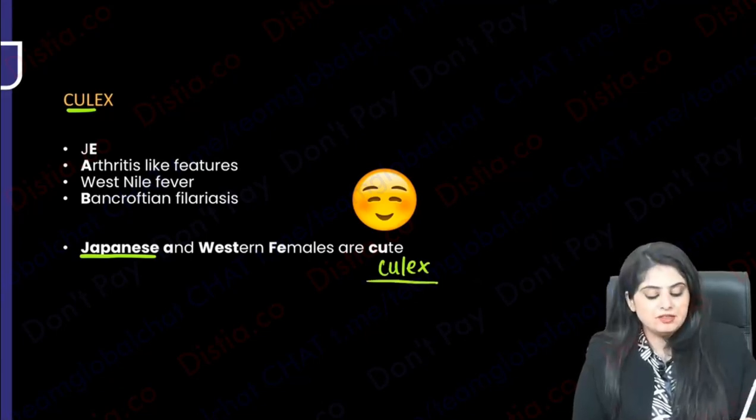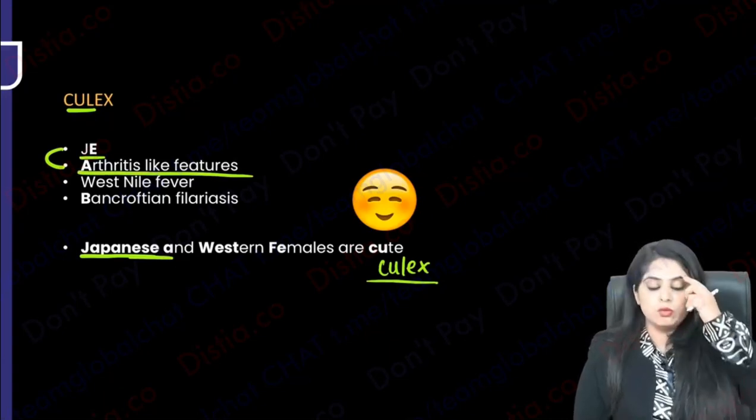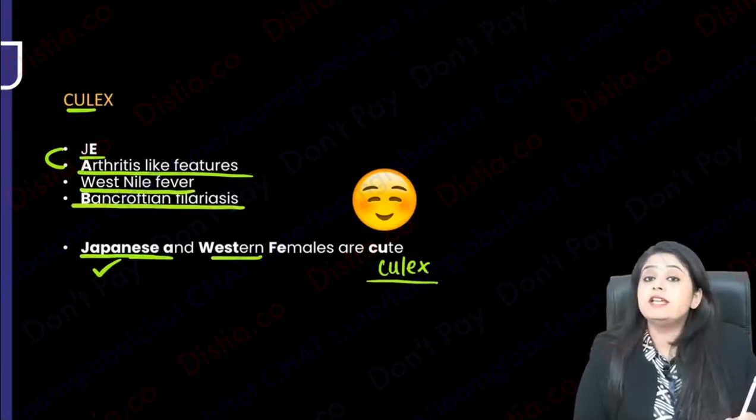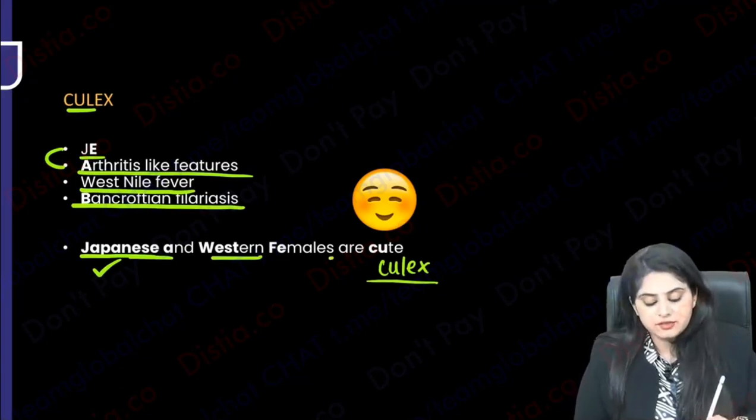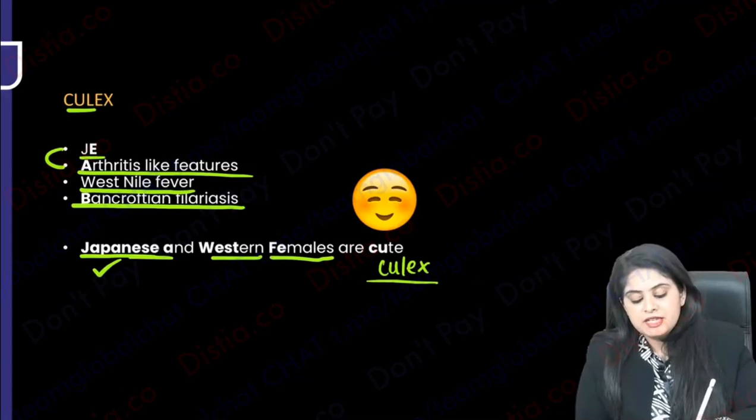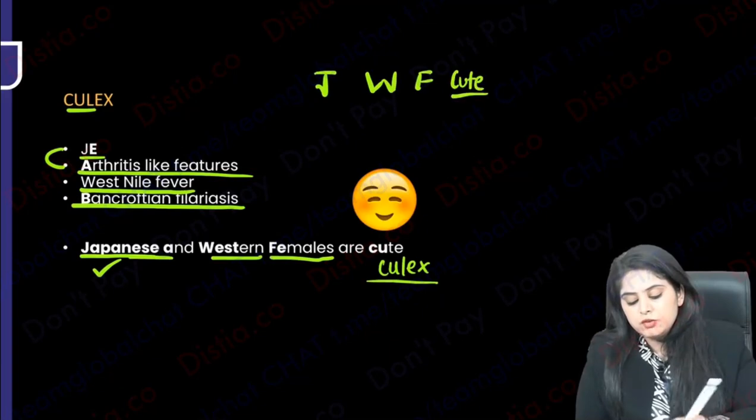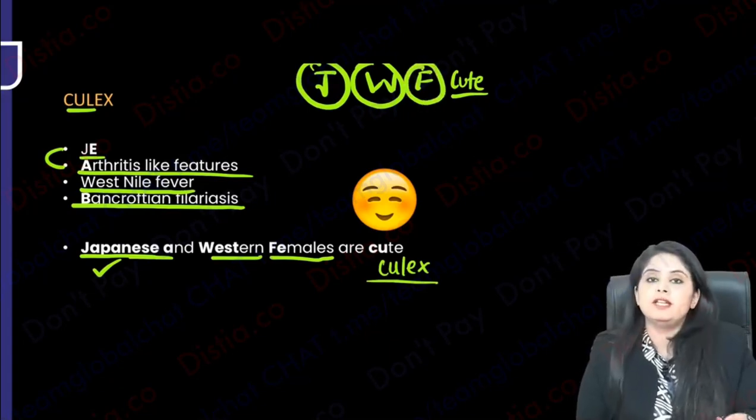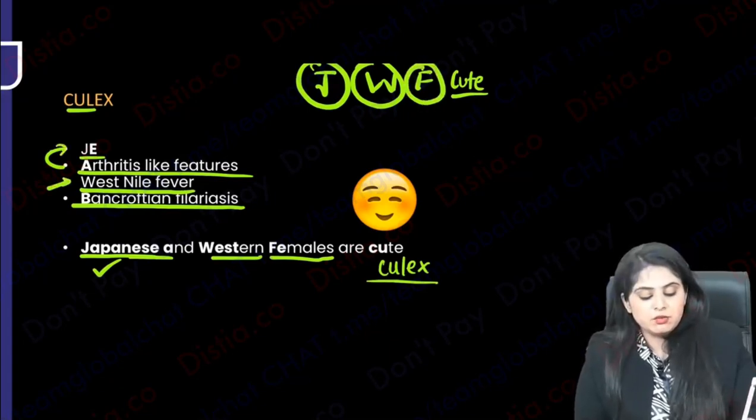So remember, Japanese is going to basically be your Japanese encephalitis, and we all know that all these ones have arthritis-like features. So Japanese encephalitis primarily. West for West Nile fever. West Nile fever is also transmitted by Culex. And when you go to your filarial nematodes, Bancroftian filariasis, so females for filariasis. Remember, Japanese and Western females are cute. Cute for Culex, Japanese encephalitis, Western for West Nile fever, females for filaria. These are the three main things which you have to know for Culex.